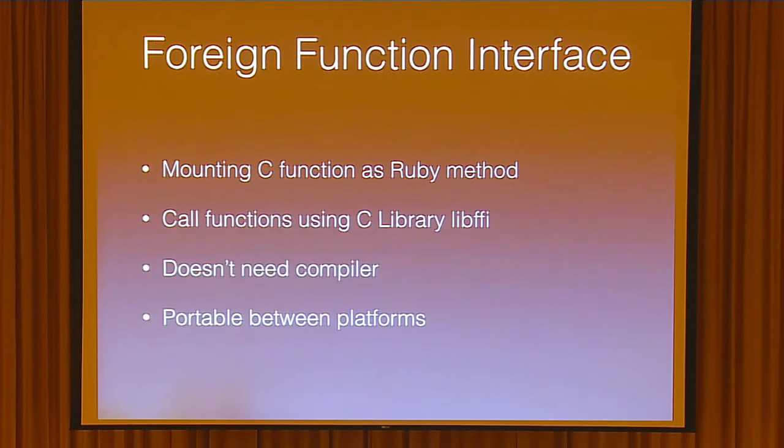The other option is the foreign function interface. It uses libFFI, a C library, to mount C functions as Ruby methods. Because it uses libFFI, which uses the ABI to call the function, it doesn't need a compiler. So it's easier to be portable between different platforms.